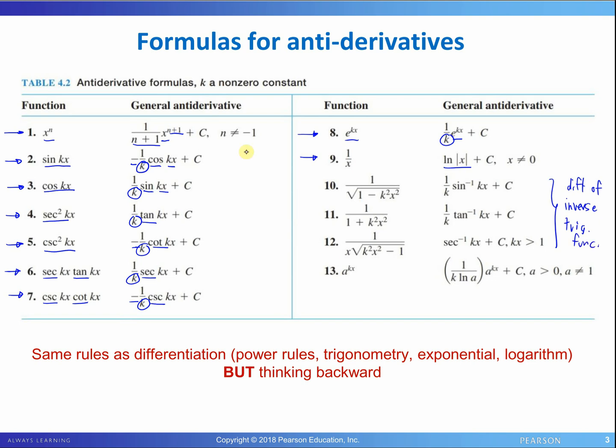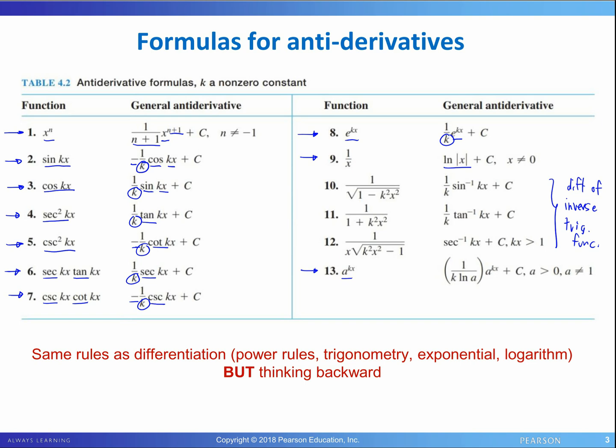Now the last one, exponential with different base, a. So this is the same as the differentiation of a to the power of kx, except that we do it backward here. So you can look it up on this one. As you can see here, we don't really need to memorize all of these because it's something that we already know, except that we do it backward in this table.